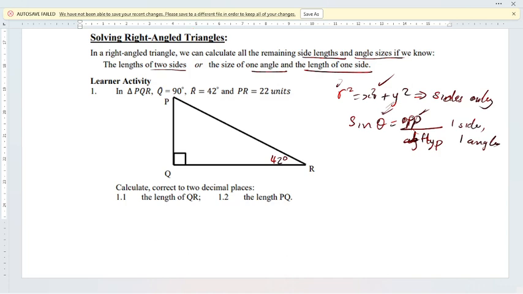Now, label your side PR. Remember the two letters brought together show the sides. Side PR, what is PR? It is 22 units. That is the given information.